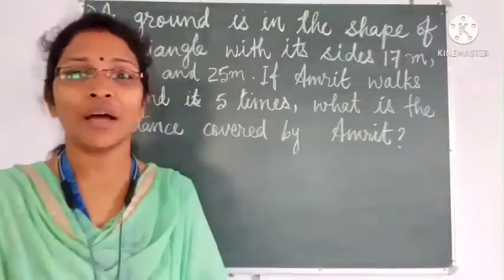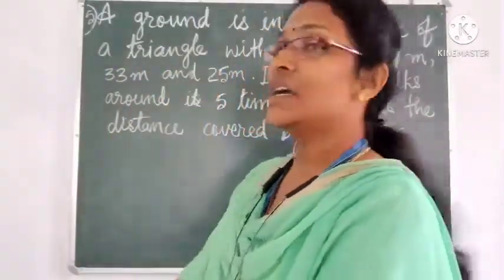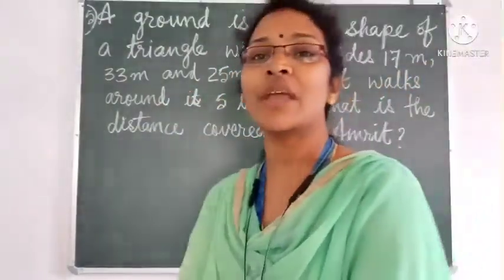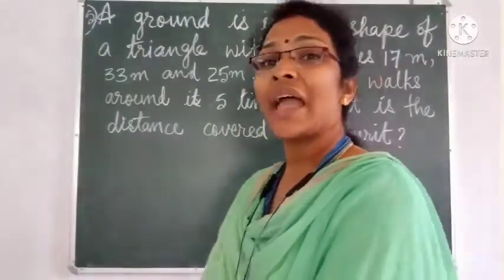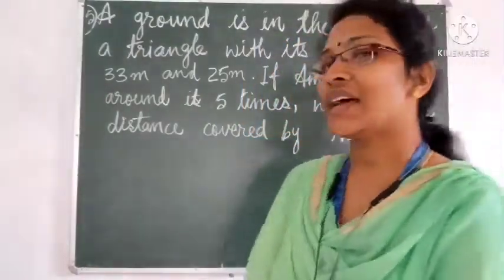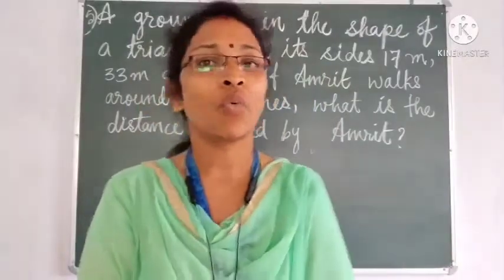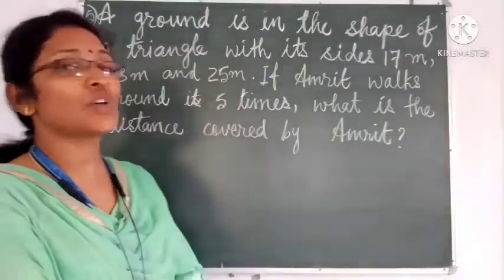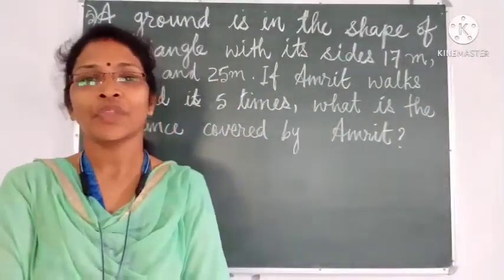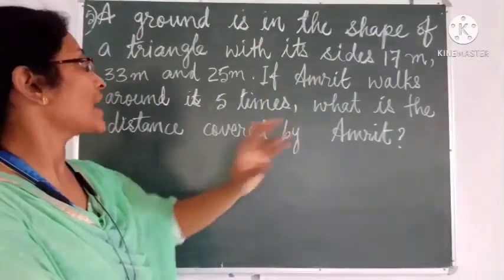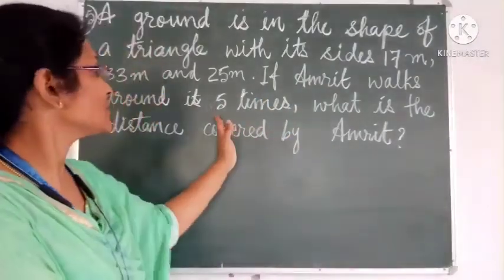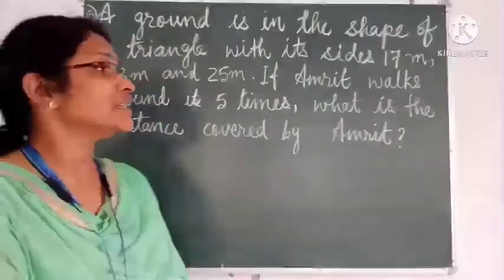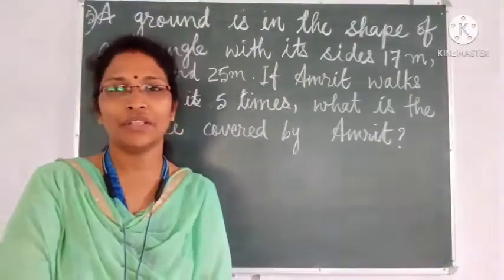Here the question is about Amrit. He walked around a ground. This ground is in the shape of a triangle and its sides are given. Its sides are of different lengths. One side is 17 meters, one side is 33 meters and one side is 25 meters. Now this boy walks around the ground 5 times. Now the question is, what is the distance covered by Amrit?